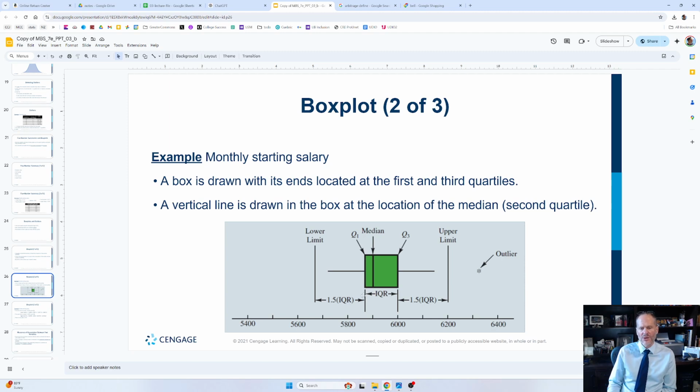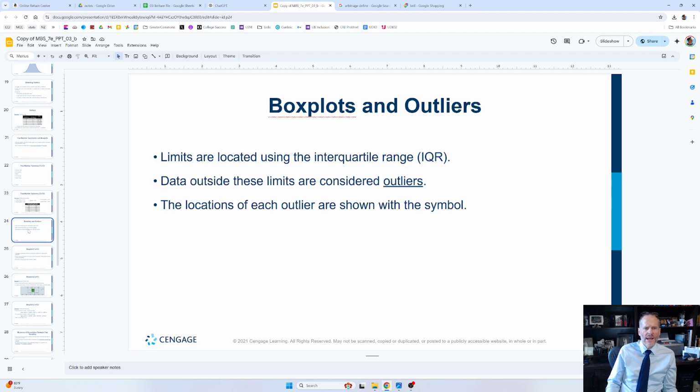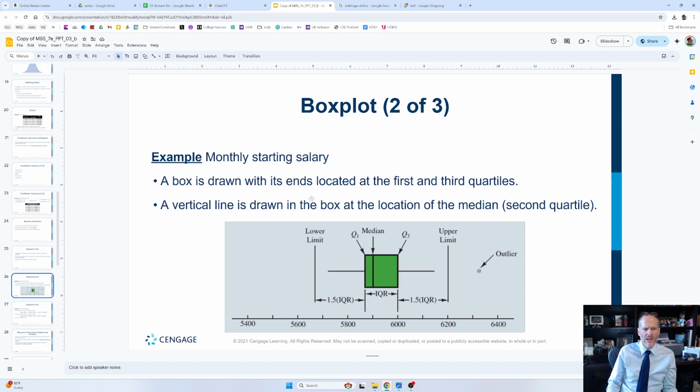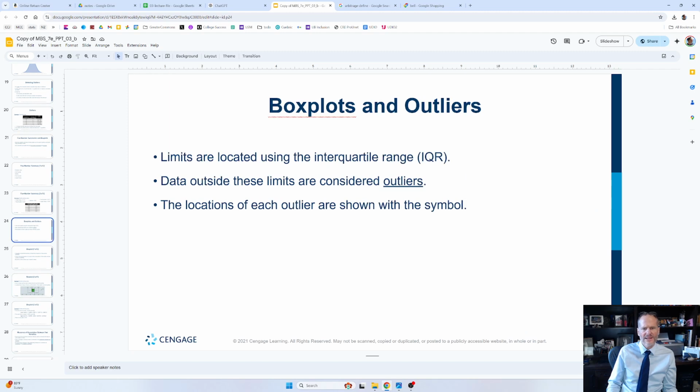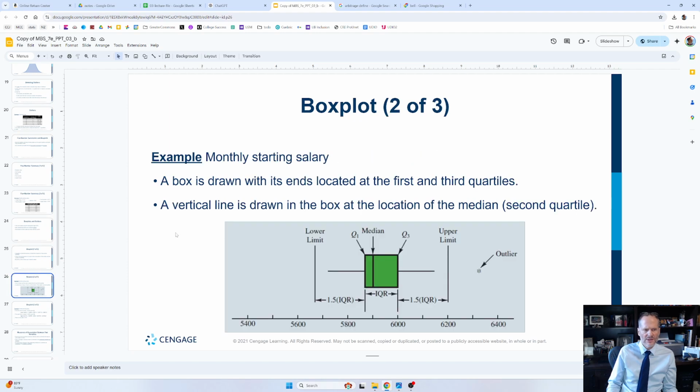And if you multiply the interquartile range by 1.5, that's just the way these box plots are created, you get a certain number, and that becomes the lower limit and the upper limit of your data, and anything outside the lower and upper limit is considered a potential outlier. So that's what a box plot looks like, and limits are located using the interquartile range. So here's the interquartile range, here's the lower limit, there's the upper limit. Data outside these are considered outliers or potential outliers. The locations of each outlier are shown with this little symbol here, a little star.